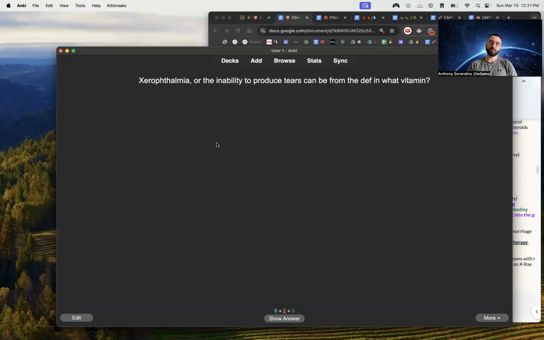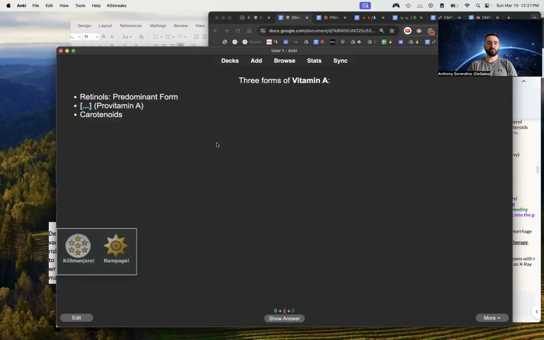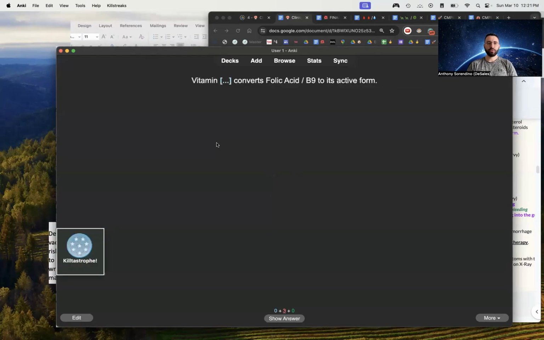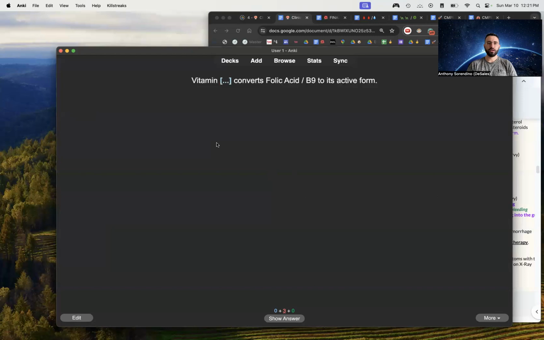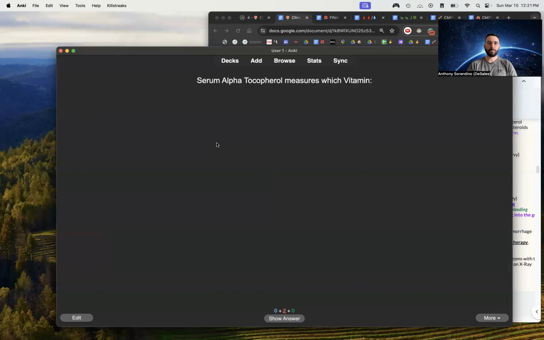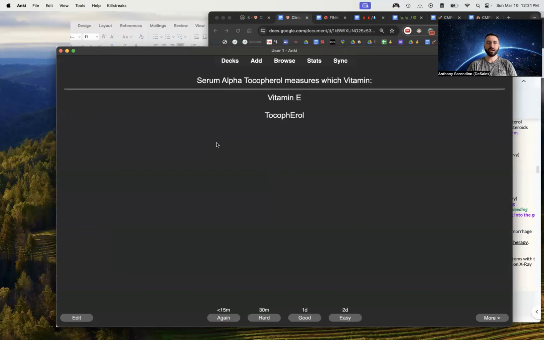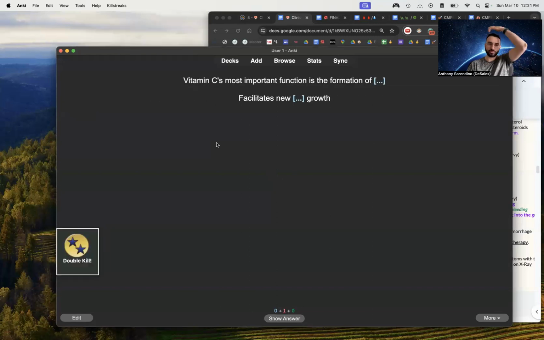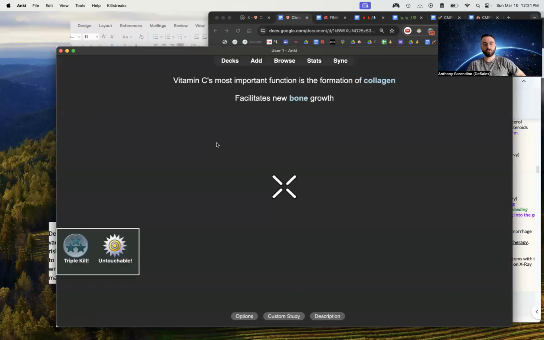Xerophthalmia, the inability to produce tears, that's going to be A. Three forms of vitamin A. What's the provitamin A? This is the big one, beta carotene. Vitamin blank converts folic acid, that's C. Serum alpha tocopherol measures which vitamin? Isn't that E? How are we going to remember that? Tocopherol. Why do vitamin C deficient patients have bleeding gums? That's going to be the dentin formation. Vitamin C's most important function is the formation of collagen, facilitating bone growth.